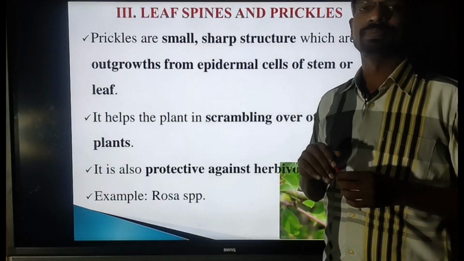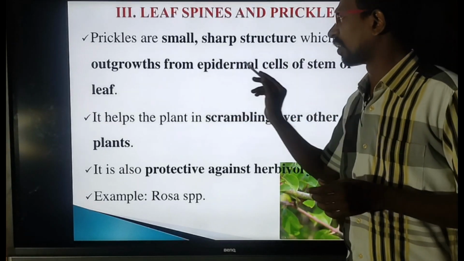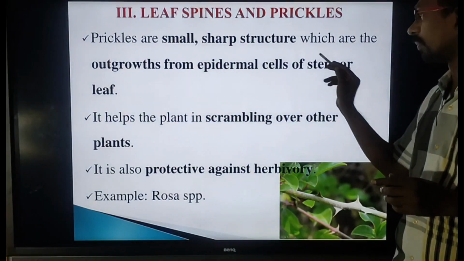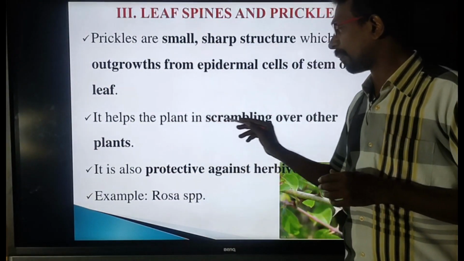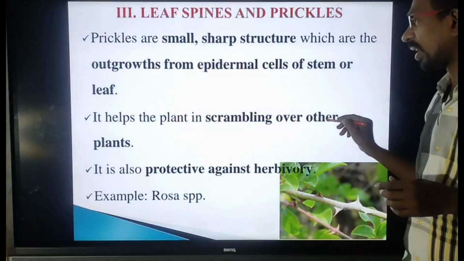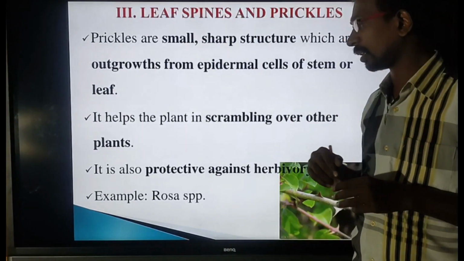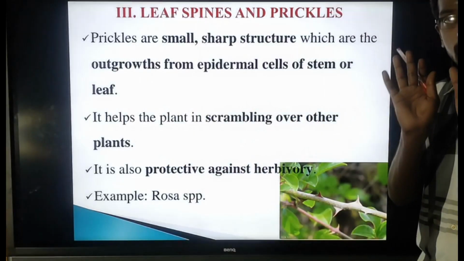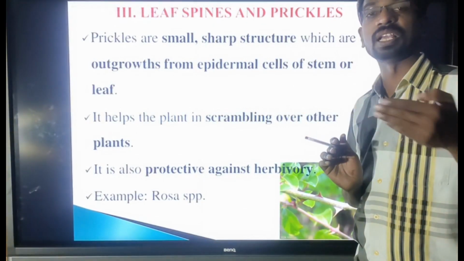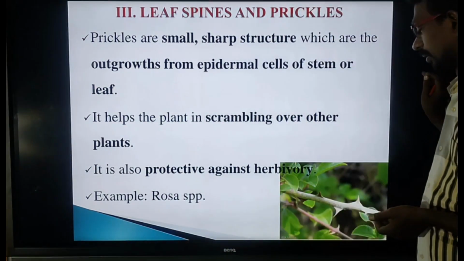Next, prickles. Prickles are small, stiff structures which are outgrowths from the epidermal cells of the stem or leaf. They help the plant in scrambling, which means spreading over other plants. It is also protective against herbivorous animals. The presence of prickles protects the plant from herbivores, resembling a self-defense. Example: Rosa species.